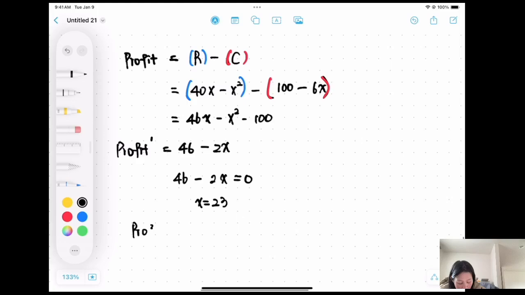Okay, that's number 15. Now let's take a look at number 18.